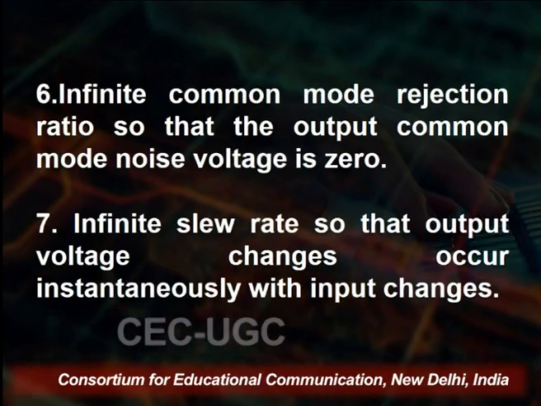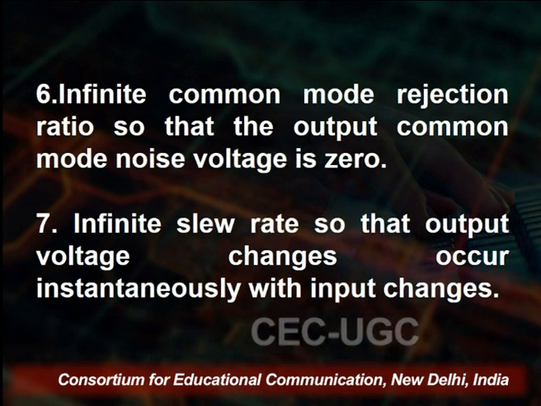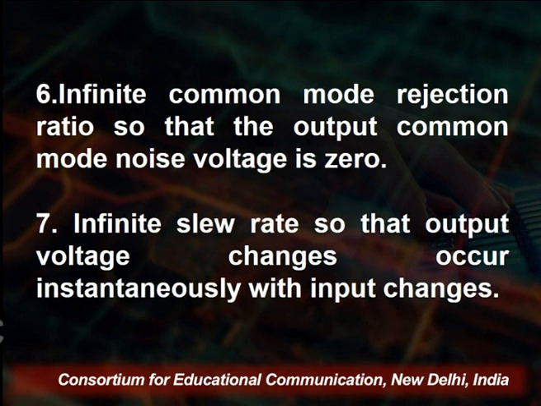Welcome back, students. We were discussing operational amplifiers and especially the ideal operational amplifier with its characteristics. Two more characteristics define the ideal operational amplifier. Number 6 would be infinite common mode rejection ratio. This is an advanced topic, and we will understand CMRR as we go along the lecture. The CMRR noise voltage should come out to be 0 for an ideal operational amplifier.